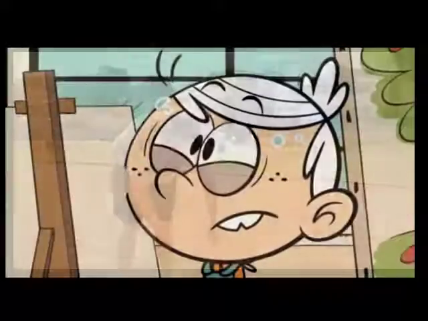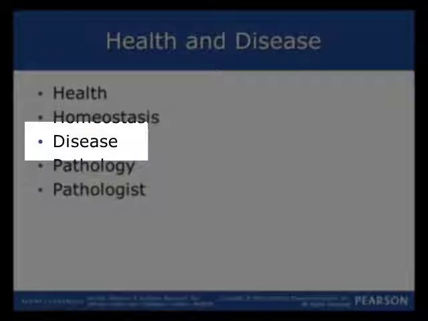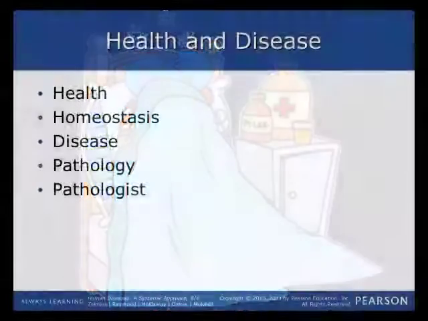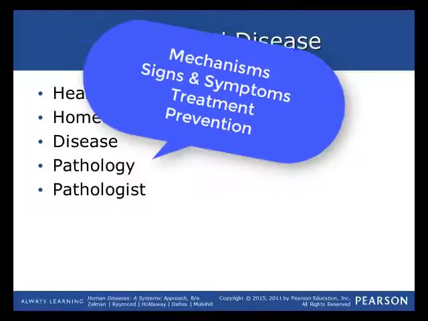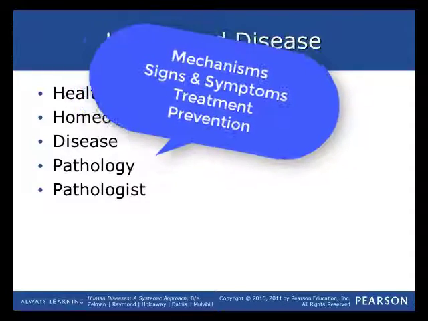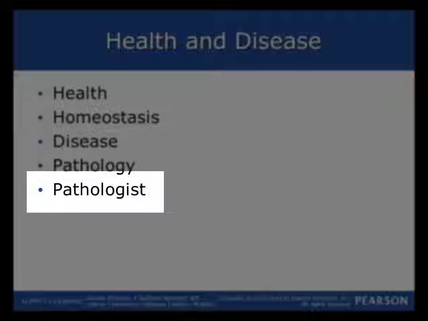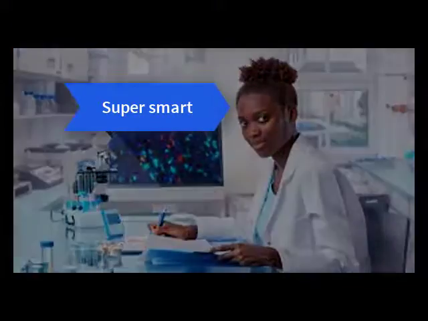As your body temperature heats up, you sweat in order to cool down your body temperature to maintain that normal environment. Disease is any deviation from the normal structure or function in the body that will interrupt or modify the performance of your vital functions. So it's an abnormal state that the body enters. Pathology is the study of disease, and this can include the mechanisms, the signs and symptoms, the treatment, and the prevention of disease. And then a pathologist, remember from medical terminology, is somebody who specializes in the study of diseases.